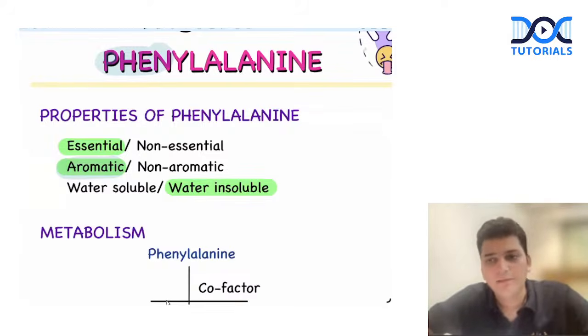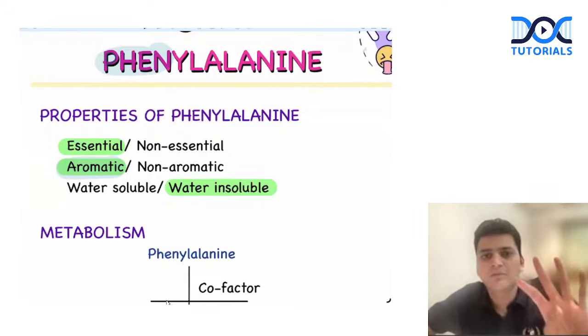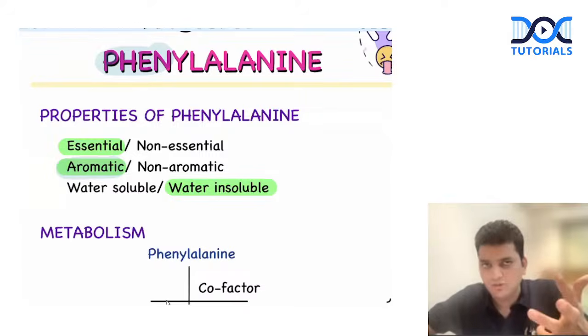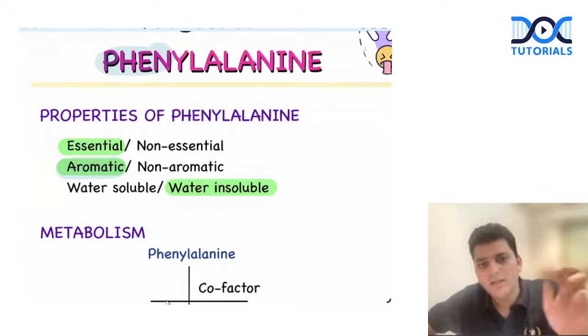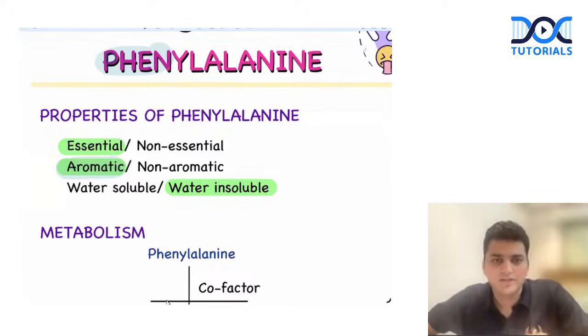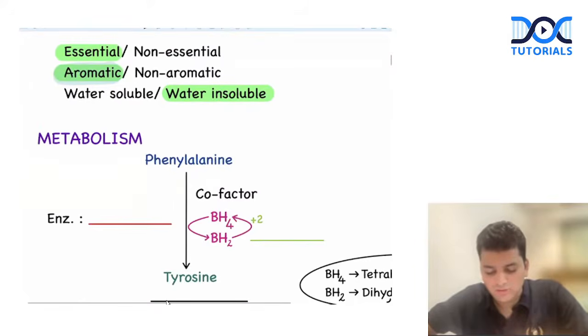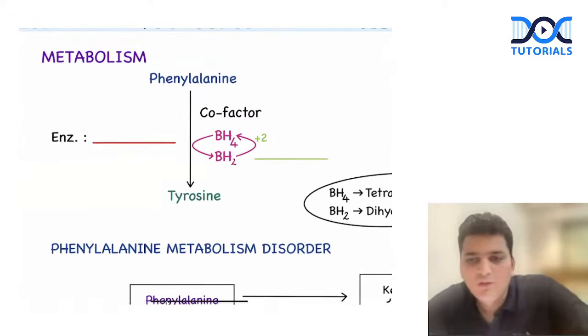And there are four families which are water soluble. Can you tell me which are the four families which are water soluble? Acid, base, amide, and alcohol. These are the four families which are water soluble. Aromatic is not water soluble. This is water insoluble.